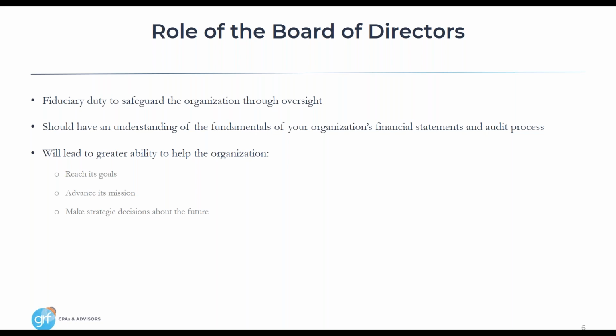In addition, the board of directors is responsible for establishing the organization's mission and purpose, organization planning and monitoring and managing financial resources, evaluating the CEO's performance and reviewing and approving the CEO's expenses for reasonableness, reviewing and approving the budgets, recruiting new members, fundraising, spreading the word about the organization, and lastly, understanding the fundamentals of the organization's financial statements and audit process.